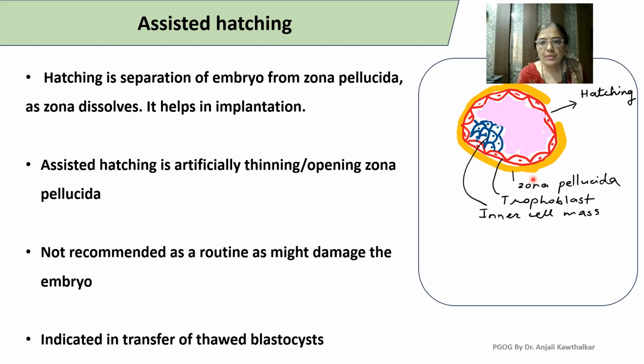So this is how the zona pellucida is present. This is the trophoblast and this is the inner cell mass from which the embryo develops, and hatching is where the opening or thinning of the zona pellucida is done artificially. Normally, the zona pellucida gets dissolved in the uterine cavity because of certain secretions inside the uterine cavity. And artificial hatching is where, with the help of a laser, this assisted hatching is done.